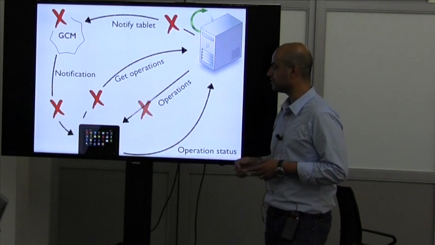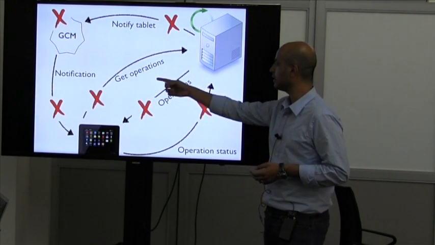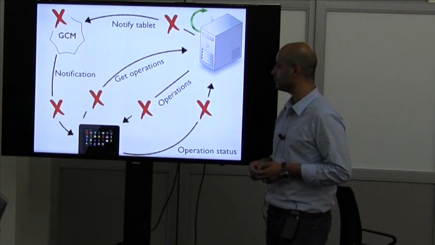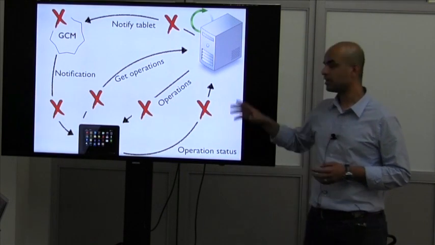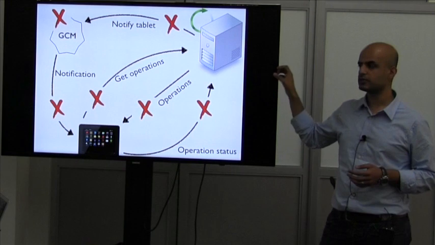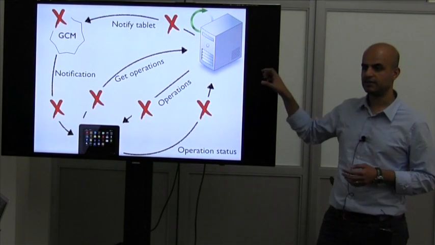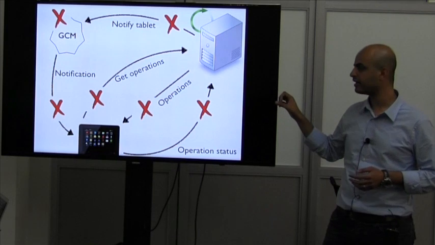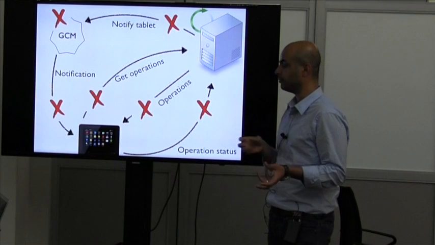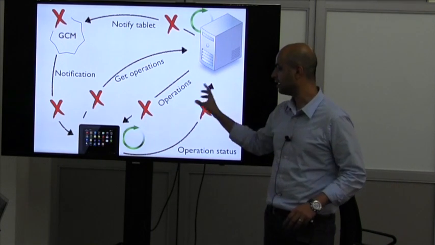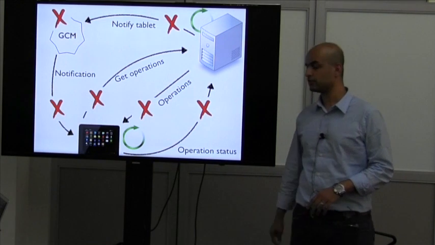What happens if the tablet is not able to communicate with the server? What if the server was never able to send the operations because the server was down? So what I'm trying to show is there are many links in this diagram that could possibly break, and we need to factor all of those in when we design our architecture. And to fix that problem, we had a retry on the server.